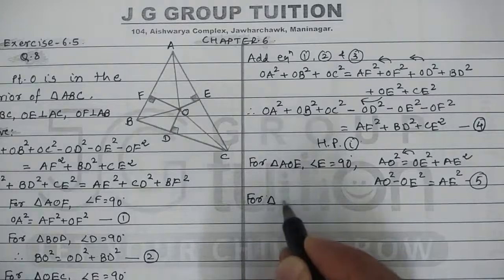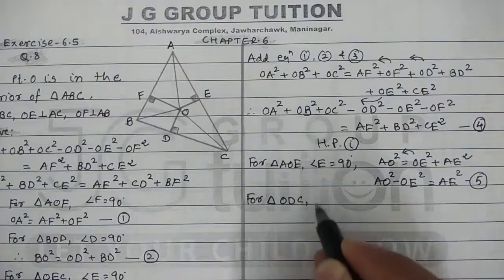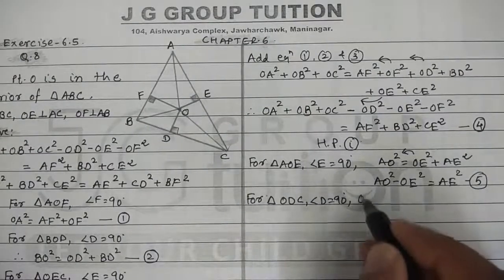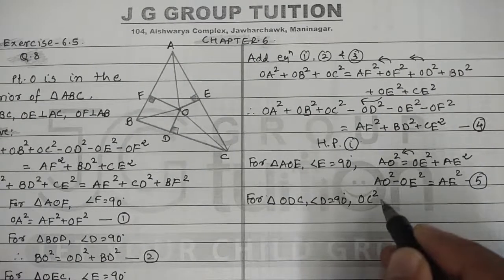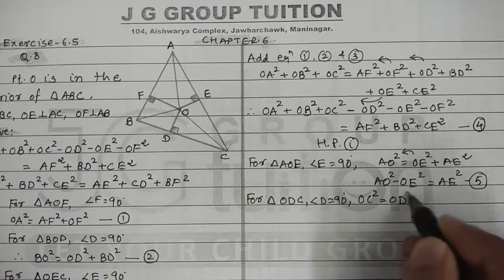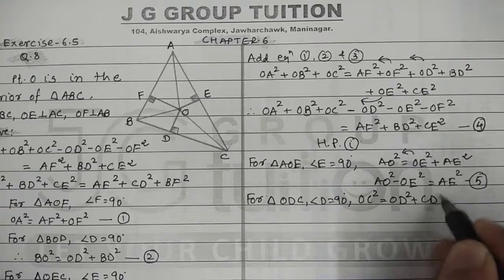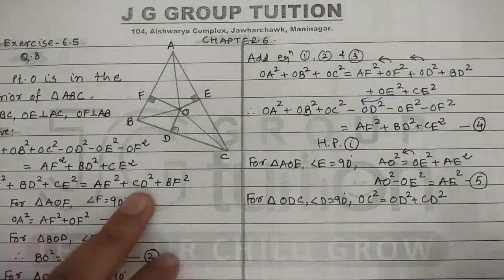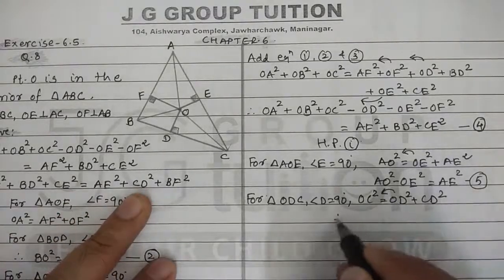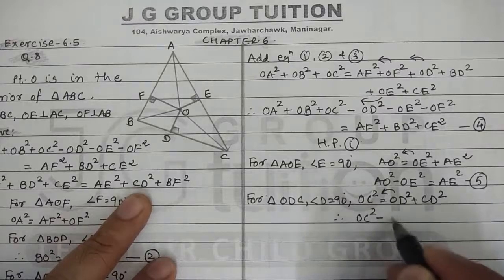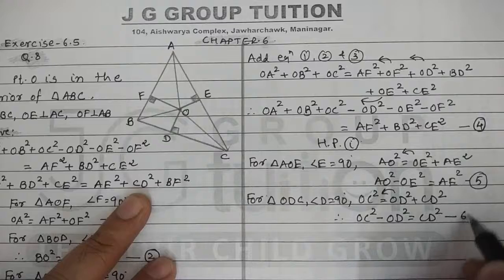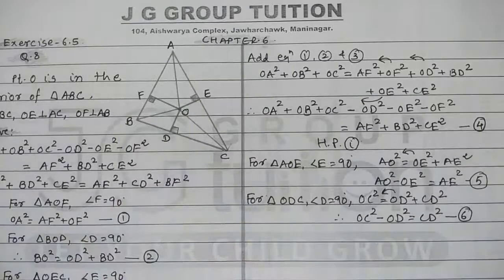For triangle ODC, angle D is right angle. Again I'll use Pythagoras, that OC square is equals to OD square plus CD square. अब मुझे what I required alone, that is CD. तो मैं CD अकेला रखूंगा. I'll take this left hand side. So OC square minus OD square is equals to CD square. This is the 6th number equation I obtained.